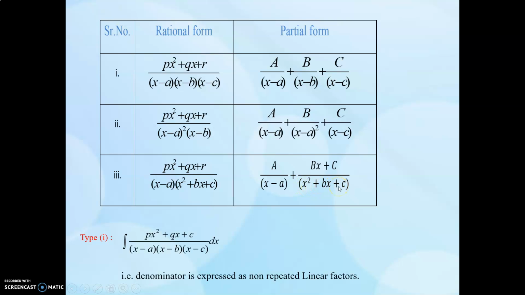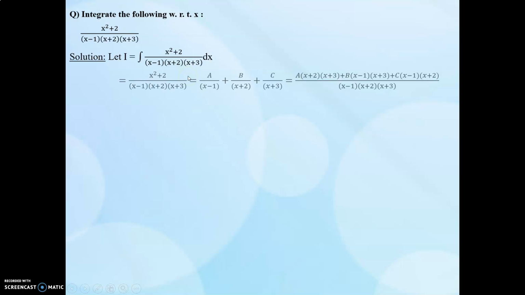So we are discussing the first type. The denominator is expressed as non-repeated linear factors. The question is x square plus 2 upon x minus 1 into x plus 2 into x plus 3. So let I is equal to integral x square plus 2 upon x minus 1 into x plus 2 into x plus 3 dx. We can write this term as a upon x minus 1 plus b upon x plus 2 plus c upon x plus 3.